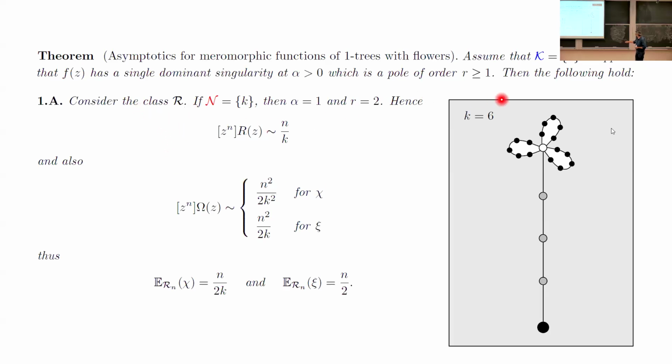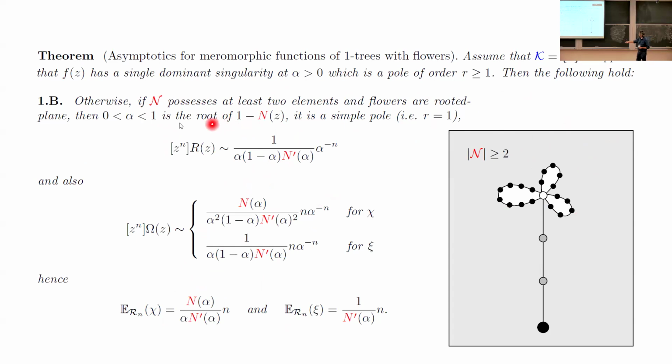So for example, if we have flowers only at the end and the size of the petals are fixed, this is pretty easy. We have the asymptotic growth for R, for the omega, and the expectations for the two parameters I mentioned. When N possesses at least two elements, I mean, all these theorems are when we can solve things, of course. Makes sense, right? So when N possesses at least two elements, and we are still in the class R, so there are flowers only at the leaf, we have expressions for the original function, for the cumulative generating function, and hence for the expectations of these parameters that I mentioned.